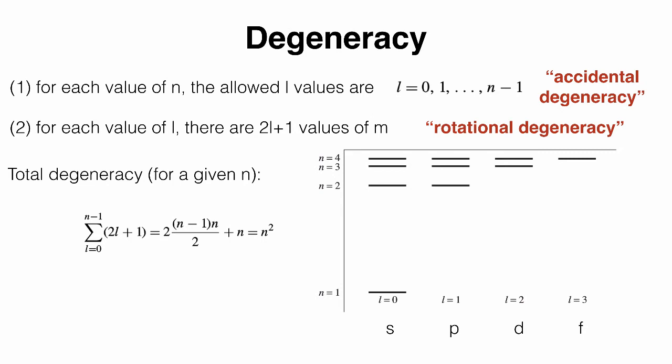The accidental degeneracy comes from the fact that the potential we are looking at goes as 1 over r. We will find a similar accidental degeneracy for the three-dimensional harmonic oscillator, and we will discuss the origin of this accidental degeneracy, as I said, in the last slide of this screencast.